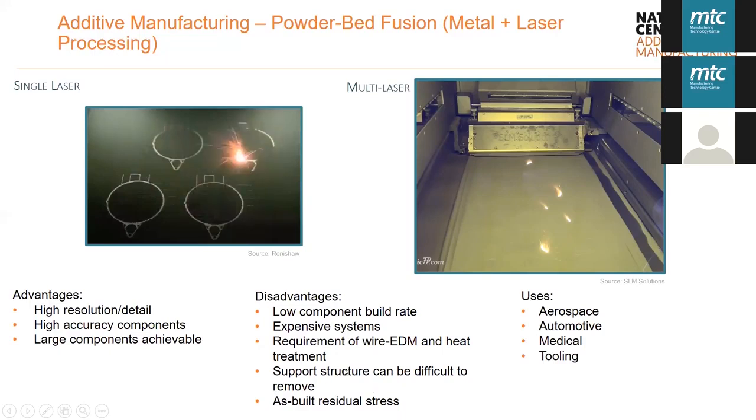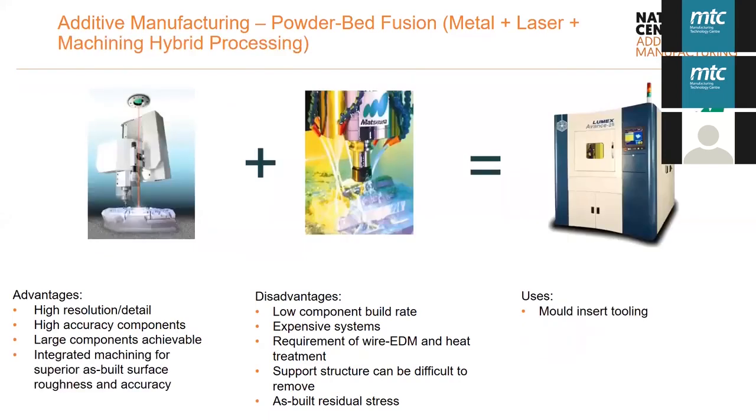Just to touch on the metal LPBF hybrid system. This is a system which includes an integrated machining tool within the metal powder bed. It has all the advantages of a regular laser powder bed with good resolution, detail, and accuracy, but it's further developed because of this integrated machining tool, which machines around a component every, I believe, five layers.